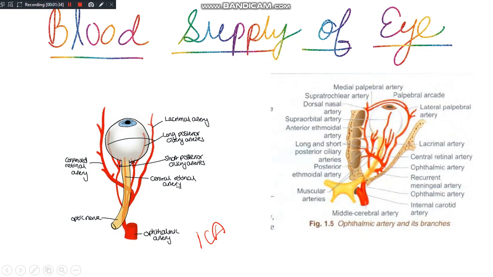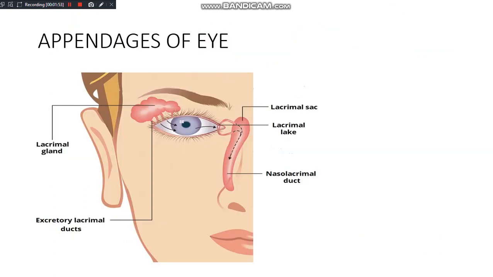First artery is your central retinal artery. Then comes your short and long posterior ciliary arteries. Then comes your lacrimal artery. The lacrimal artery will supply your lacrimal gland as well as the lateral part of the eyelid. The lacrimal gland is located on the lateral side of your eyeball, and the lateral part of the eyelid is supplied by the lacrimal artery.